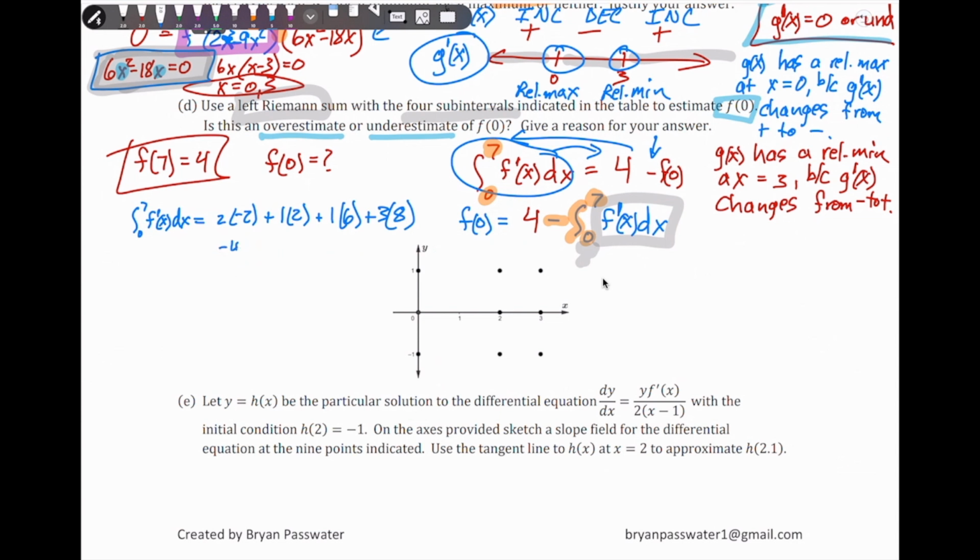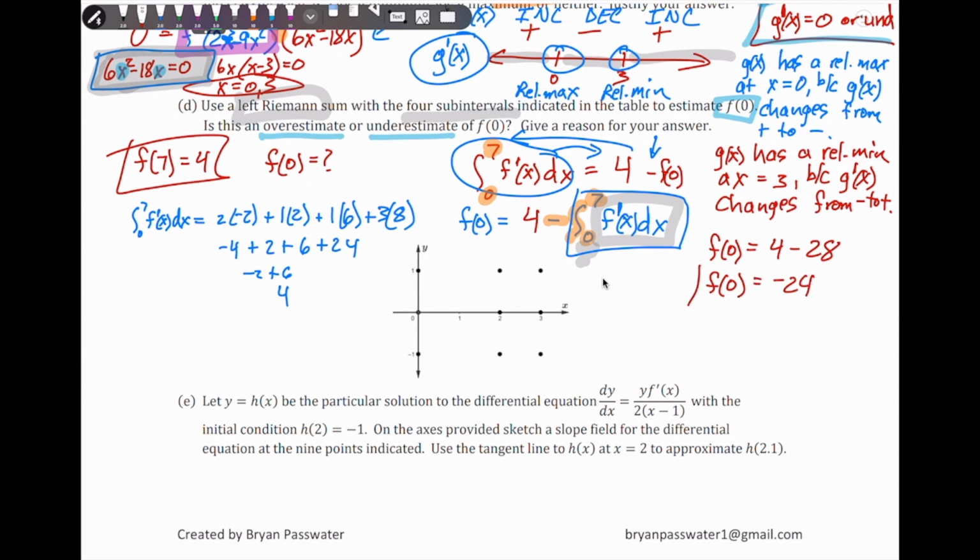So we have -4 plus 2 plus 6 plus 24. -4 plus 2 is -2, plus 6 is +4, plus 24 gives 28. That is what the area is going to be. So 28 is what we get for this part right here. So 4 minus 28 is going to be f of 0. f of 0 is finally equal to 4 minus 28. So f of 0 is going to equal -24.